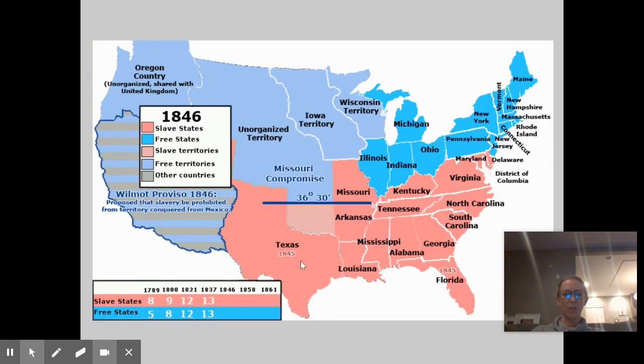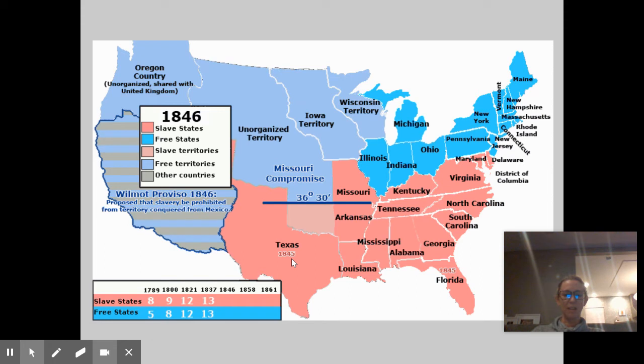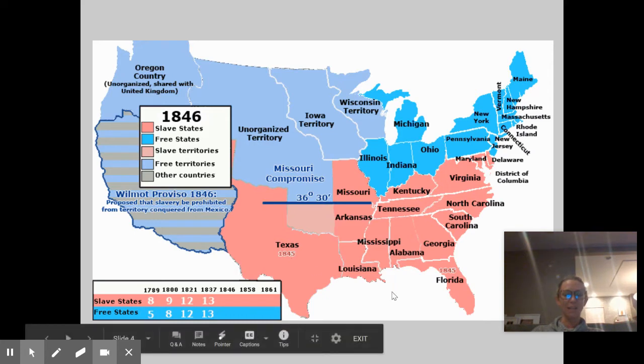So first thing is that we're going to get Texas in 1846. And so you can see that the balance between slave states and free states was maintained, which was a big deal, as was talked about earlier, as to why we didn't annex Texas.